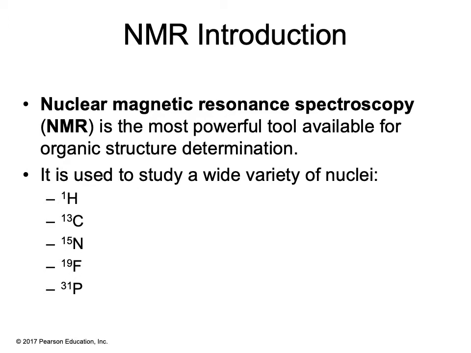So for example, a list of nuclei that can be seen in the NMR are shown here. So protons, which is the most useful, carbon-13s, which happen about 1% of all carbons, which are normally carbon-12, so we can see those. We can see nitrogen-15s, fluorine-19s, and then phosphorus-31s.